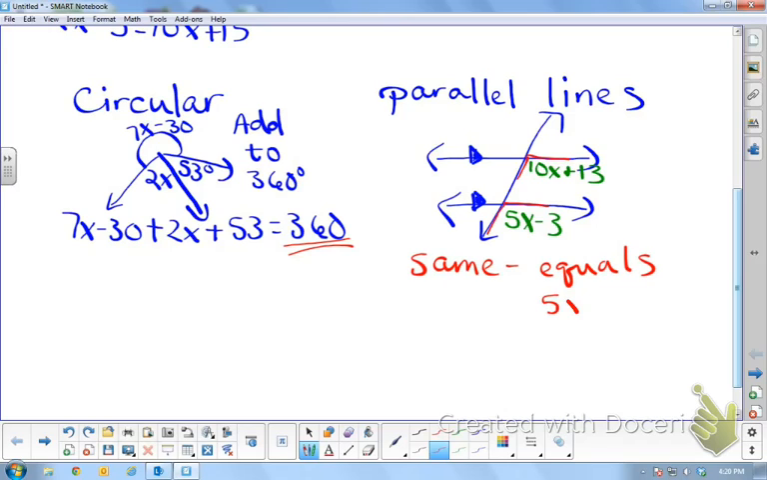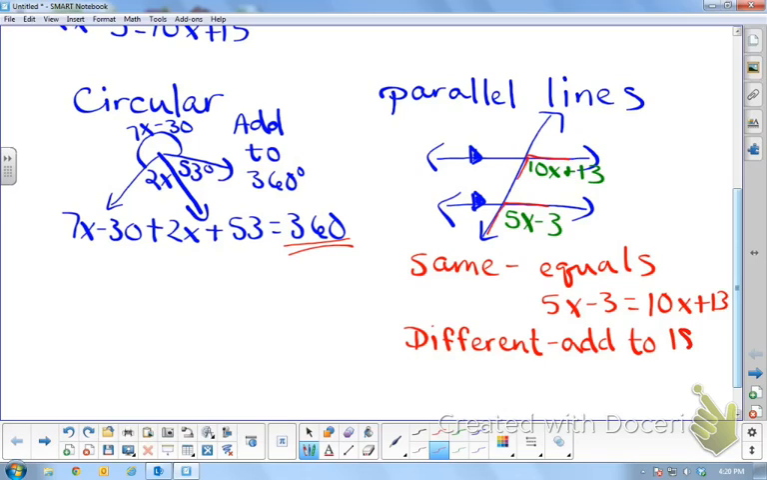So we would have 5x minus 3 equals 10x plus 13. If they're different angles, they're supplementary. They add to 180. So we would set up our equation similar to how we set up that circular angle, except instead of 360, we'd use 180. So we had our various parallel lines, and again, it basically boils down to same or different.